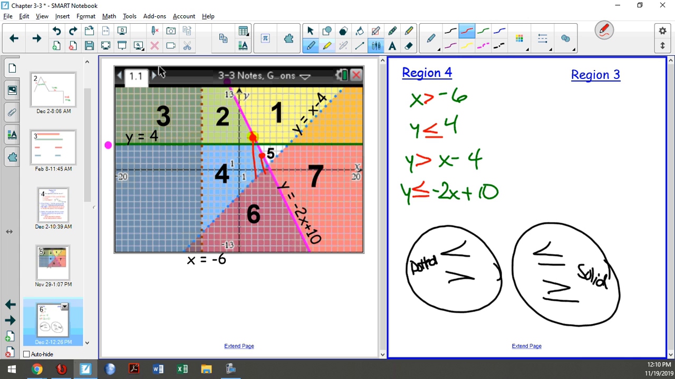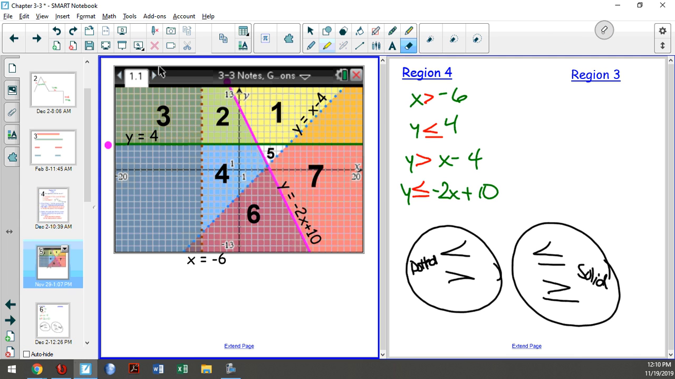Okay, how about we do region 3? So now I want you to find region 3. I want you to try it yourself. So everybody try to do region 3 yourself. Pretend you're cutting it out and go right ahead and do your equations.